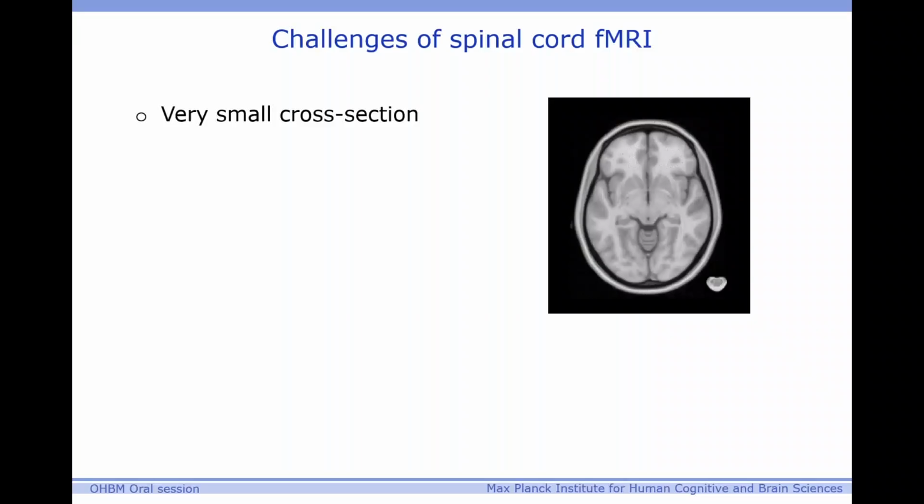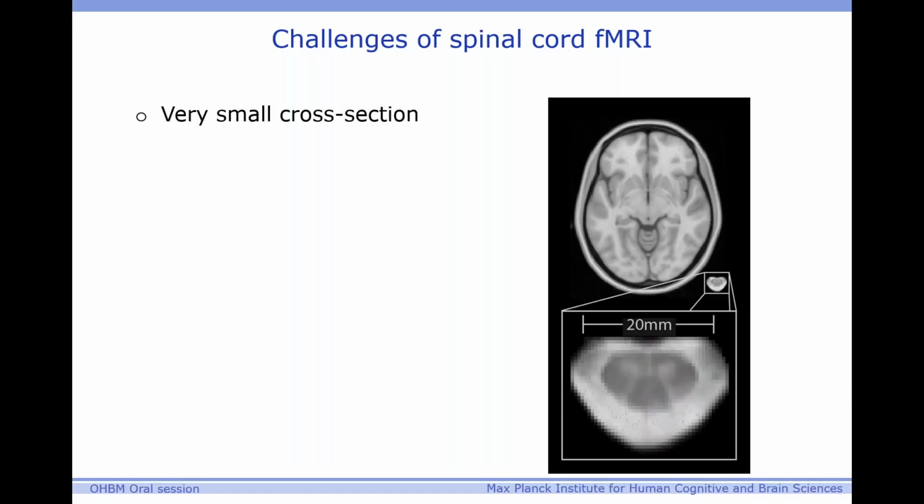So as you can see here, the spinal cord has a very small cross-section in comparison to the brain. And within that cross-section, we would like to distinguish different functional regions. So for example, the dorsal horns presenting sensory function and the ventral horns implementing motor function. And of course, we would like to distinguish gray and white matter. So that's quite tricky here. And so we need to be concerned about the partial volume effects here.